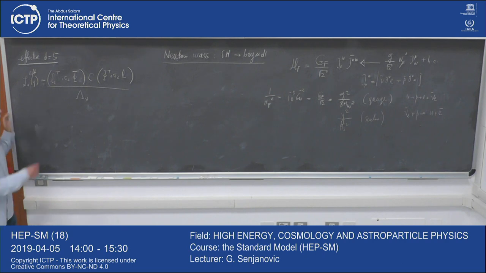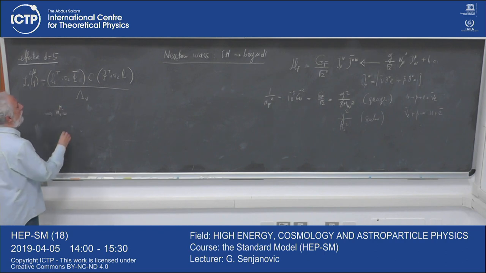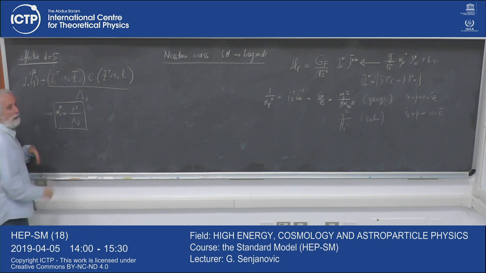It's useful in a sense because from here what I learned is that M nu must be of Majorana type, and it's given by V squared over lambda nu. But beyond that I learned nothing. There is no new dynamics. All I got is a neutrino mass, and a very tiny Yukawa coupling.